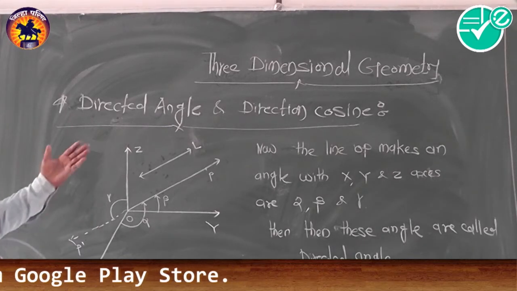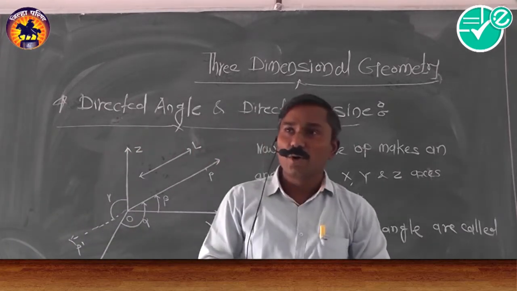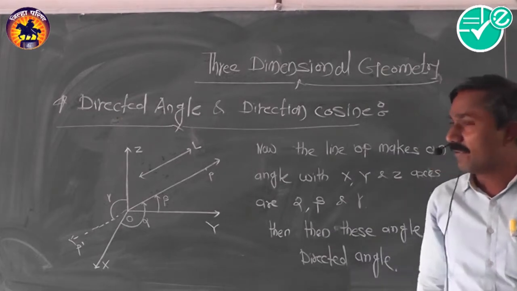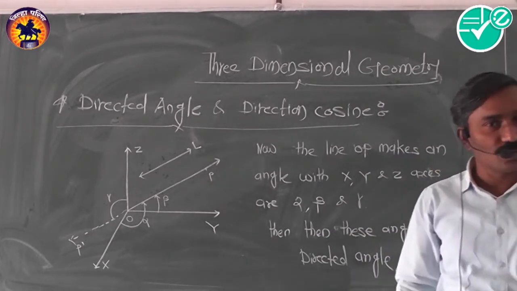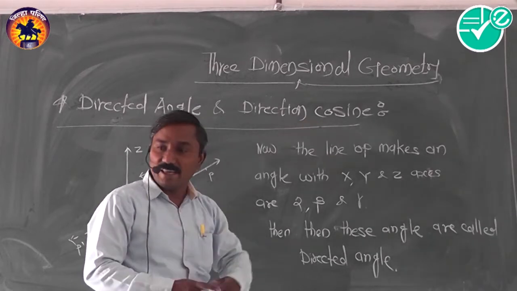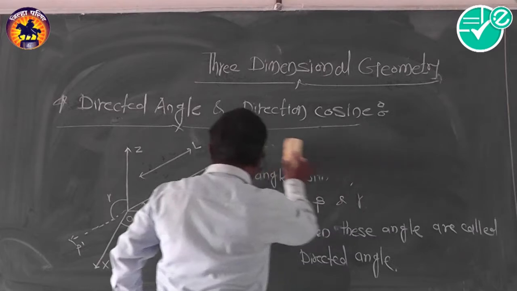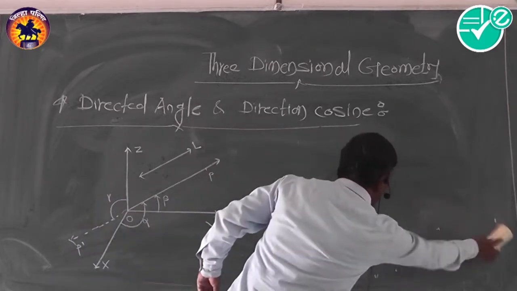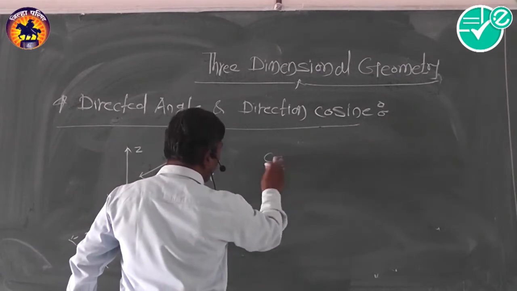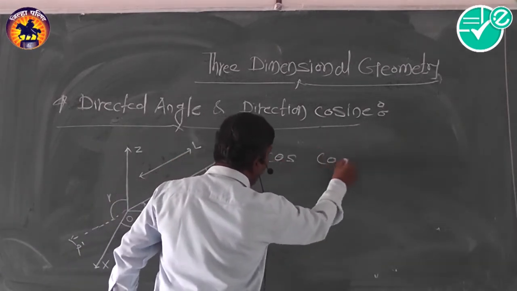So next we see direction cosine. Now generally we know all trigonometric functions. So what are the trigonometric functions? Sine, cos, tan, cot, sec, cosec. So here direction cosine. What is meant by direction cosine? We call cos as cosine. Generally we say cos, but it is actually cosine.